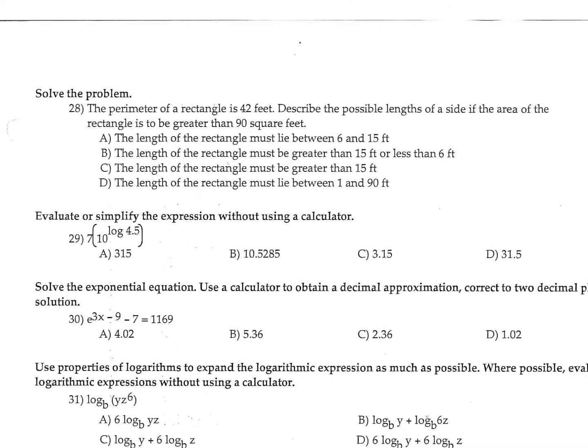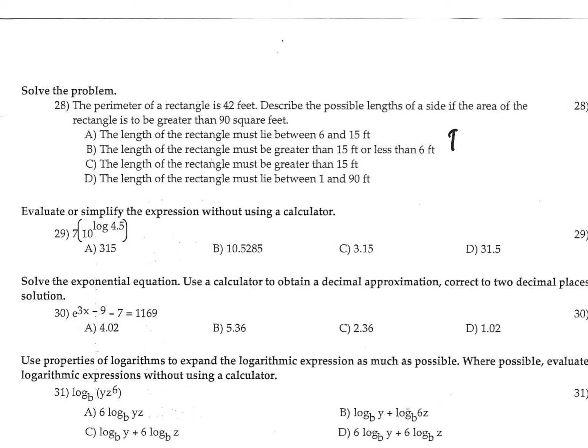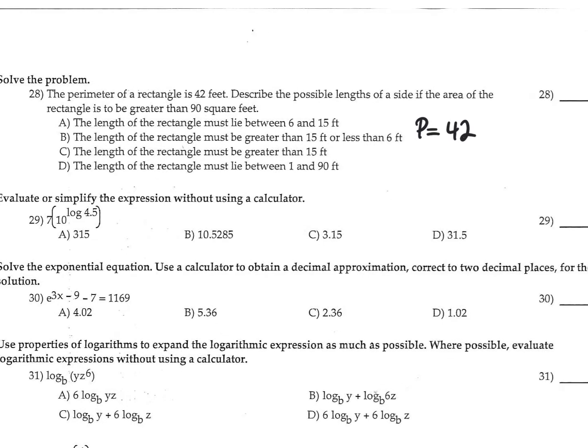Number 28 here, they tell us that the perimeter of a rectangle is 42 feet. They want us to describe the possible length of a side if the area is to be greater than 90 square feet. So let's write down what we know. We know that 42 will equal 2L plus 2W. So 21 would equal L plus W. And we want our area, L times W, to be greater than 90. I'm saying greater than, but not equal to, just based on the problem given.